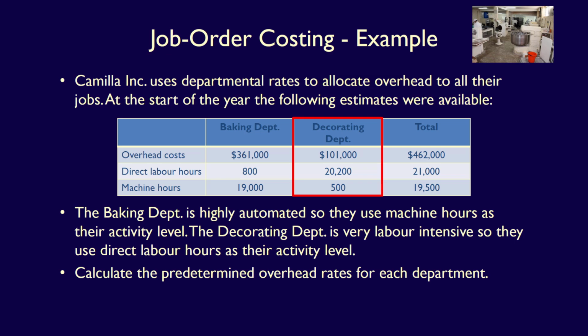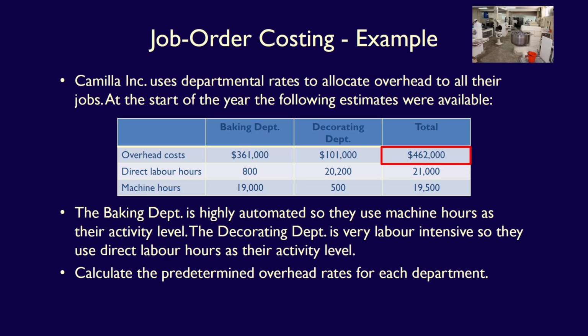Estimated direct labor hours, 20,200. Estimated machine hours, 500. Total estimated overhead costs, $462,000. Estimated direct labor hours, 21,000. And estimated machine hours total, 19,500. The baking department is highly automated, so they use machine hours as their activity level. The decorating department is very labor-intensive, so they use direct labor hours as their activity level. Calculate the predetermined overhead rates for each department.